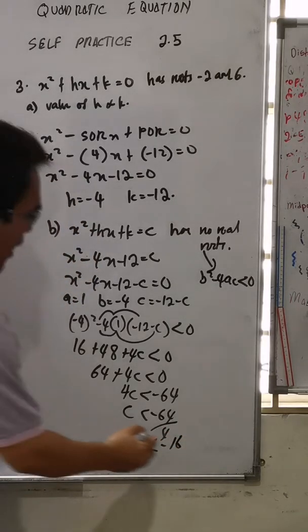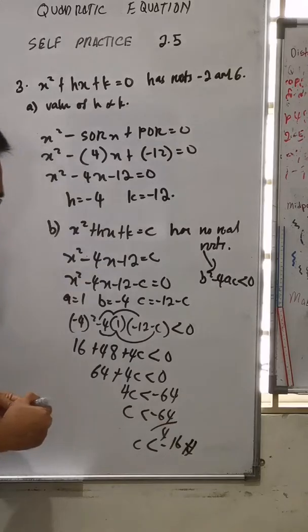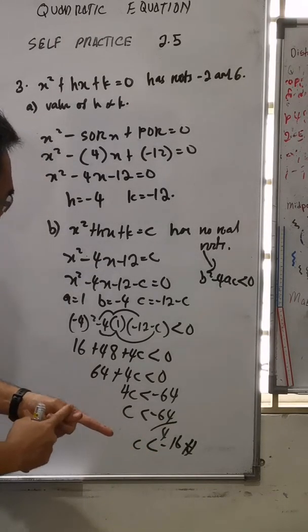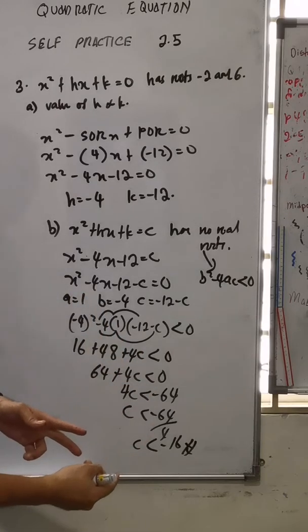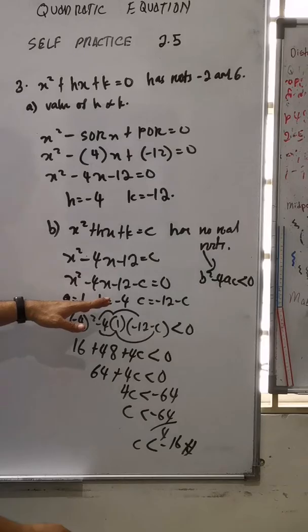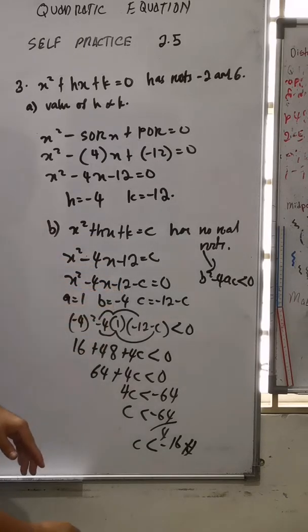Okay, so what does it mean? If you take any value less than negative 16, for example, negative 17, negative 18, negative 20, and you replace it here in the equation, you will find that the equation doesn't have a root.